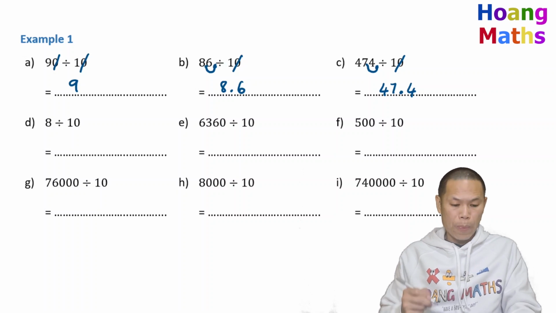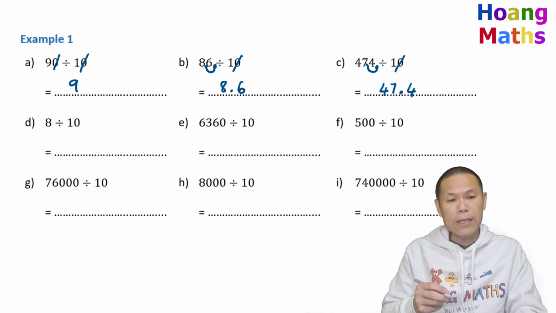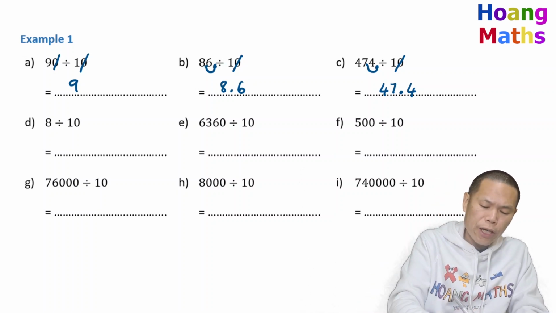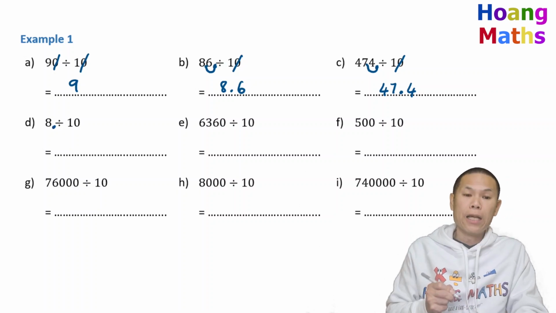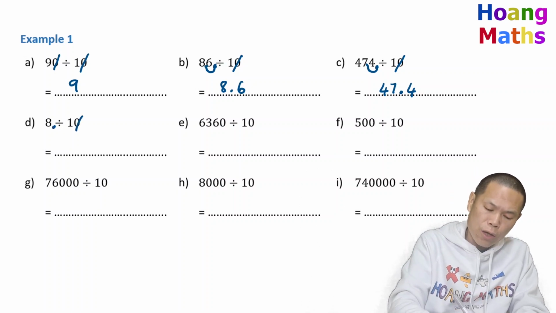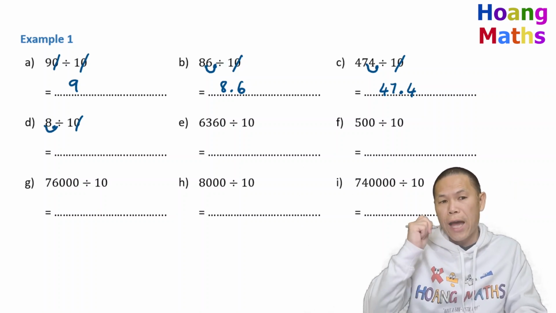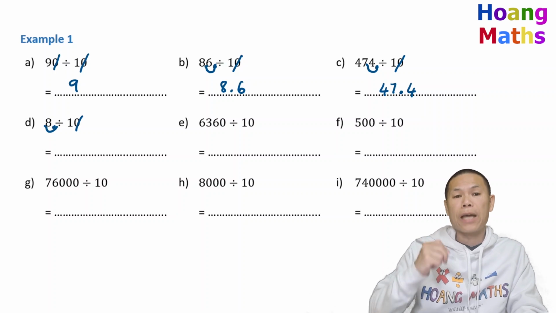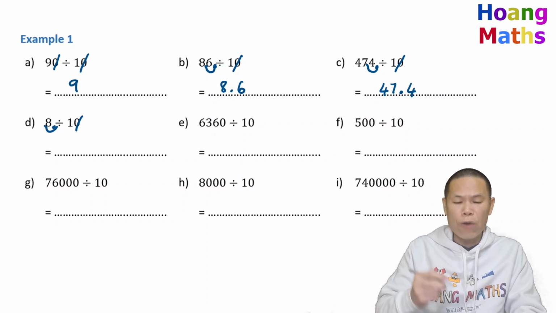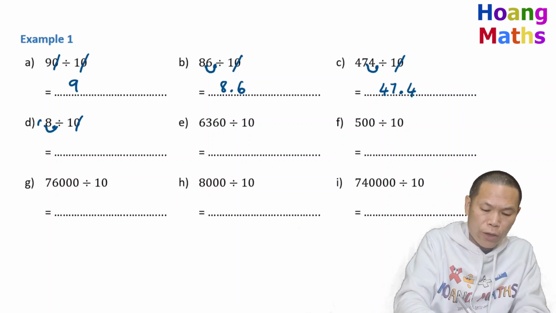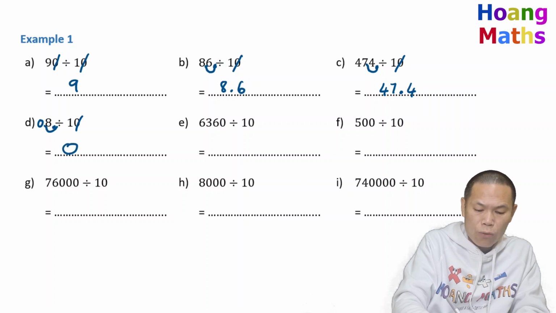So there you go. 8 divided by 10. So no decimal point, it means it's right back here. So we cancel this 0 by moving the decimal point to the right 1 unit. So that becomes .8 divided by 1. The answer is .8. But we do not write .8. We just put a 0 in front. So that becomes 0.8.